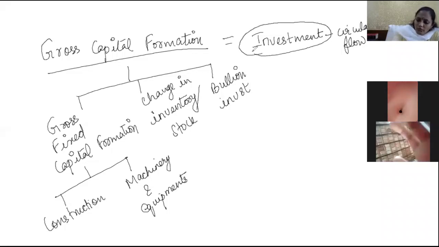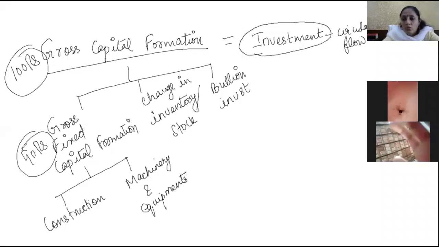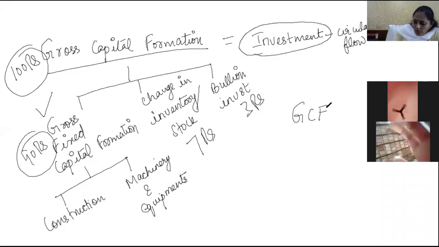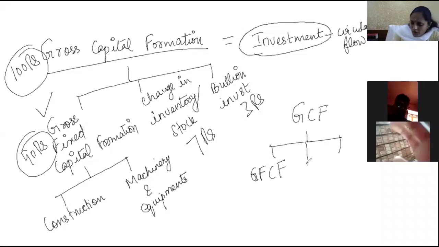So I'll tell you one more way of understanding the data. Assume that the country has done gross capital formation of 100 rupees. I'm giving you an example. In that case, 90 rupees will usually come in the form of gross fixed capital formation. Somewhere around 7 rupees will come from the change in the inventory and stock, and 3 rupees will come from the bullion investment, right? So the domination comes from the GFCF. In short, we can say GCF is made of GFCF, change in inventory, and bullion investment.